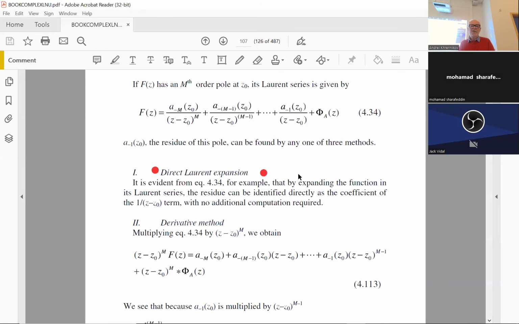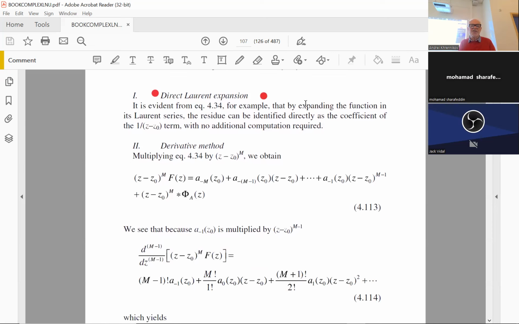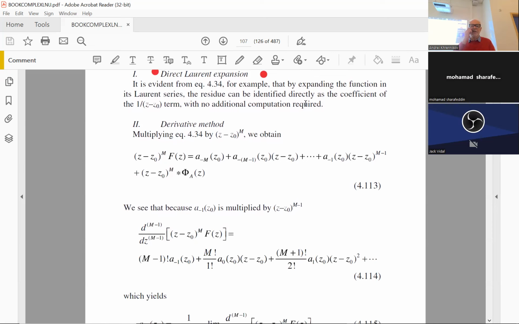First one is called direct Laurent expansion. So you should just expand this function. Sometimes it's very easy: expand this function in a Laurent series and find this number. But sometimes it's not so easy. The second method is the derivative method.